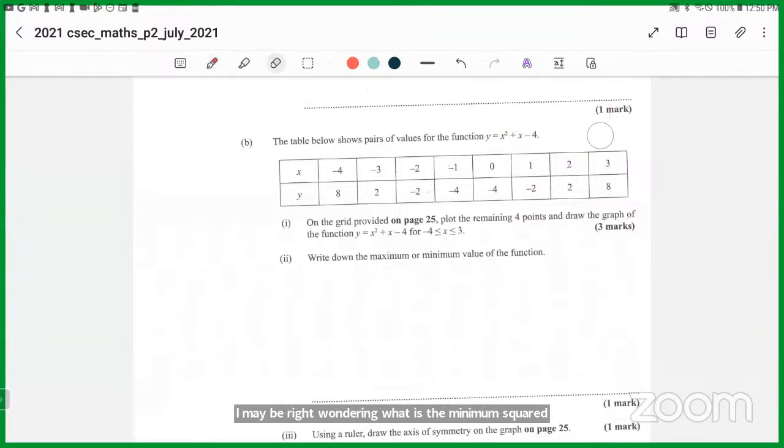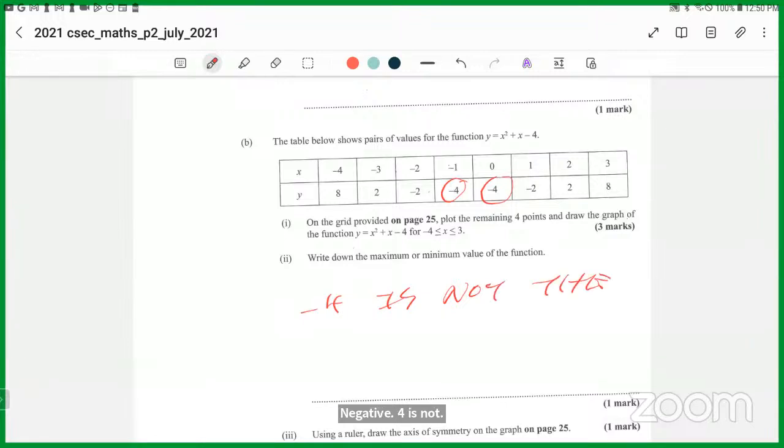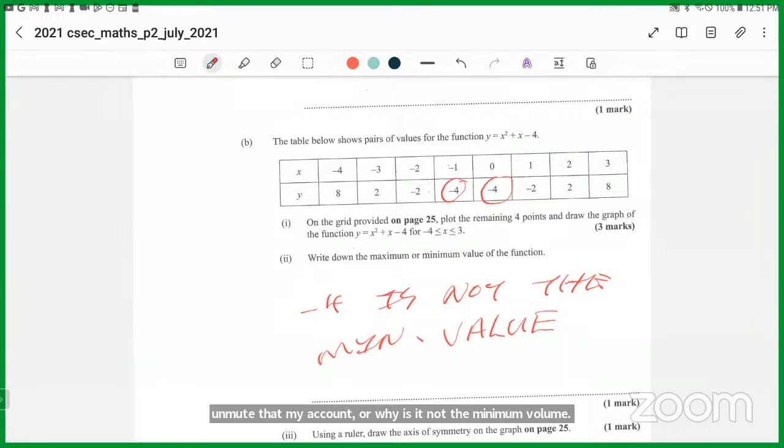So right off the bat, guys, look at this. See negative 1 and negative 4? Negative 4 is not the minimum value. Somebody unmute the mic and tell me why is it not the minimum value? Why is negative 4 not the minimum value? Why can't you say the minimum value is negative 4? Somebody tell me why, quick.